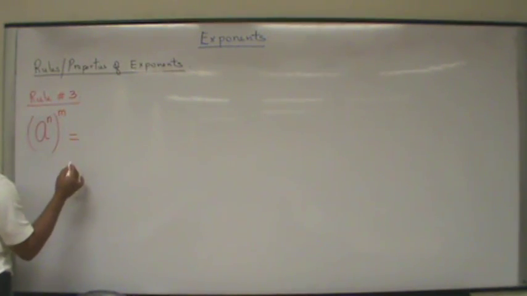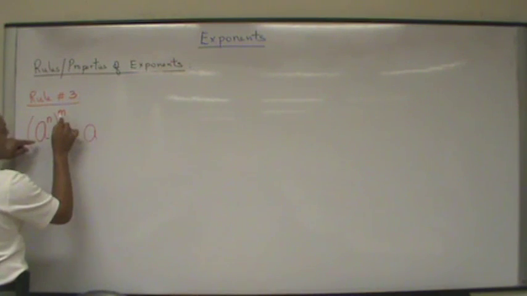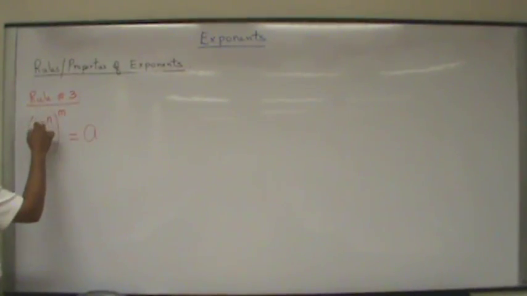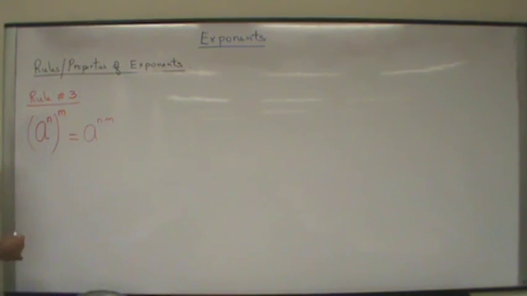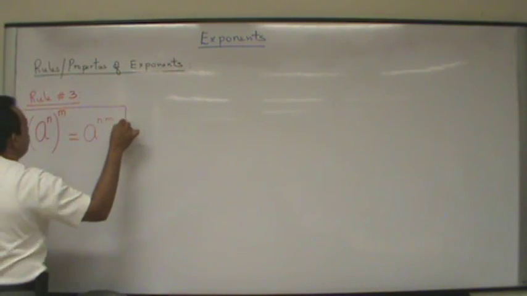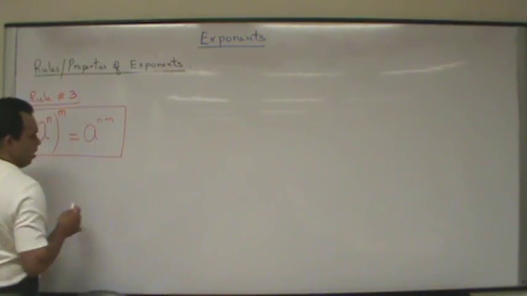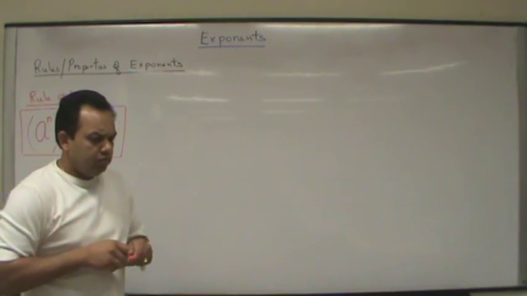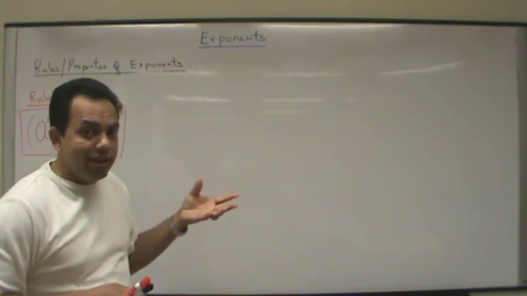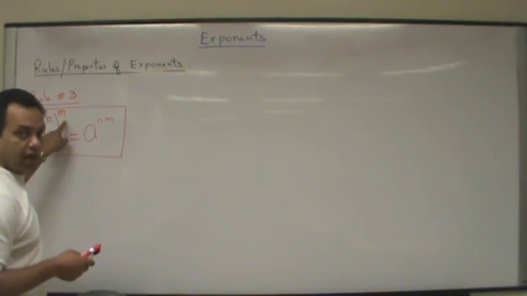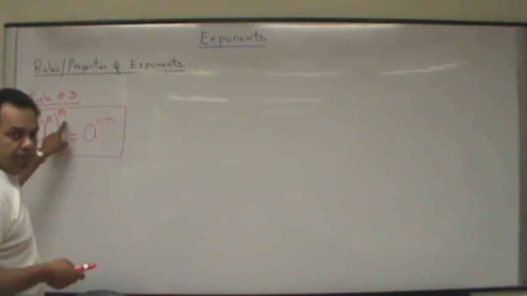Well, the rule states that we keep the base, and we distribute the outer exponent to all of the exponents in the parentheses. So this becomes a to the n times m. We will distribute the outer exponent, or the exponent on the outside of the parentheses, to every single exponent on the inside of the parentheses. So here is the rule. Be very careful with this rule, because for those invisible exponents, when the 1 is not written, you have to distribute the outer exponent. And I will show you that in one of the examples that we'll do.